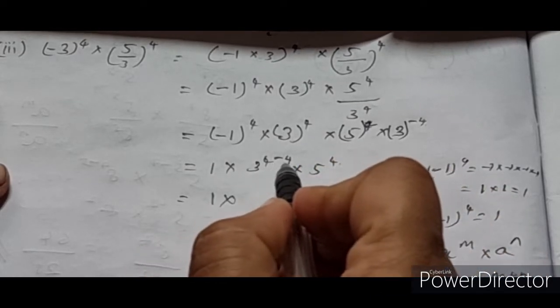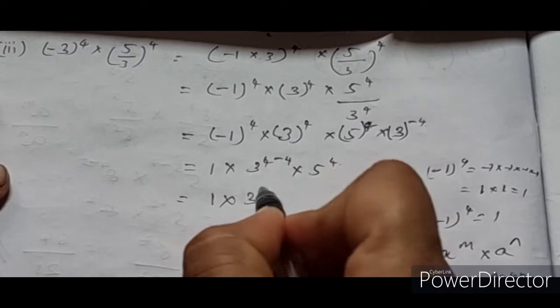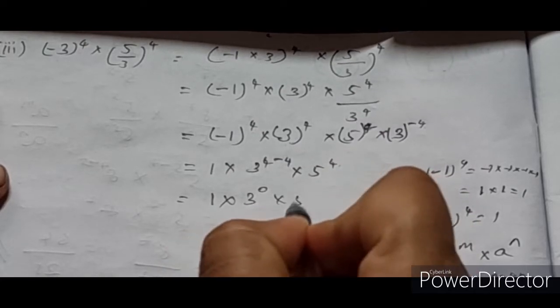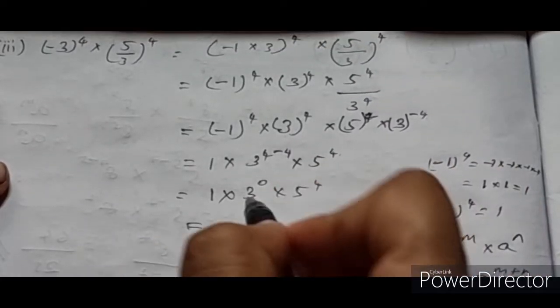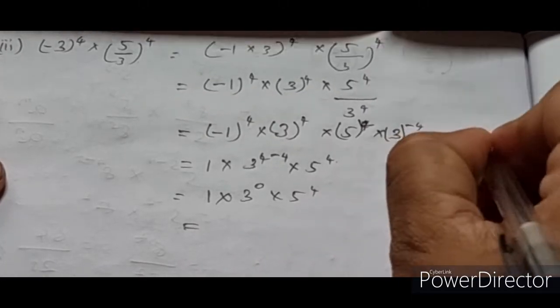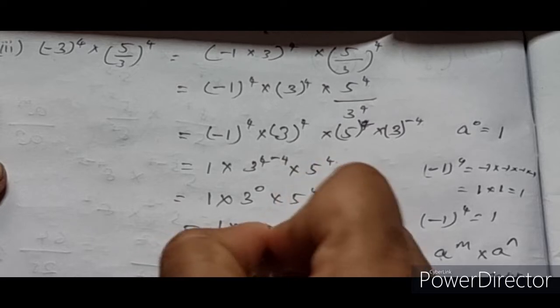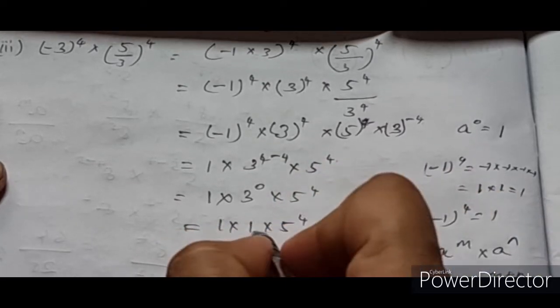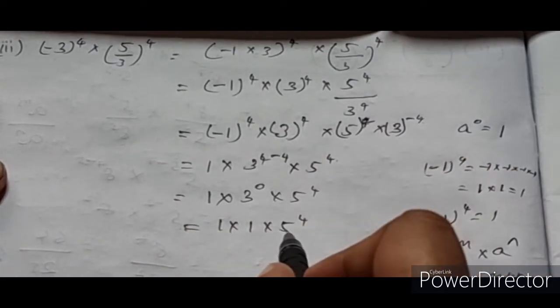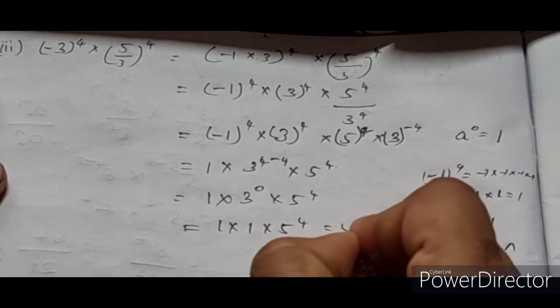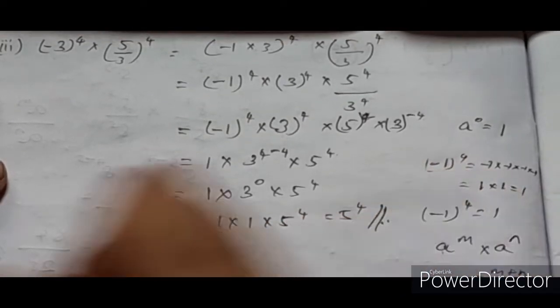3^(4-4) is 3^0 × 5^4. 3^0 is nothing but 1. So 1 × 5^4. 1 into 1 is 1. 1 × 5^4 is 5^4. This is the answer.